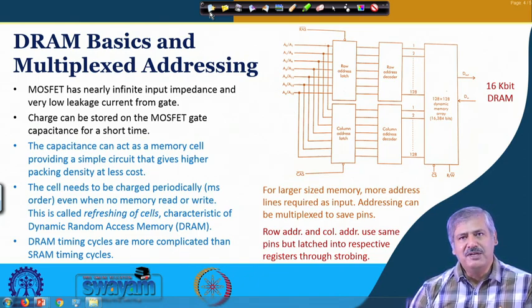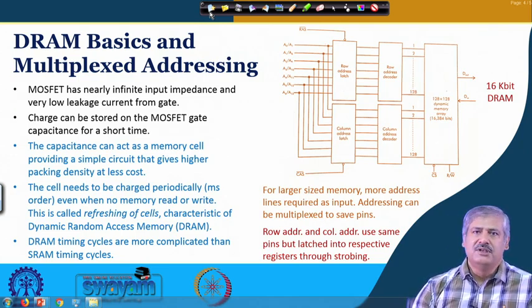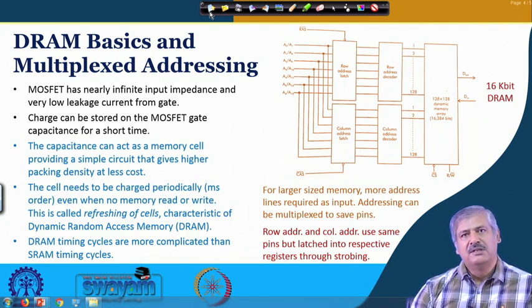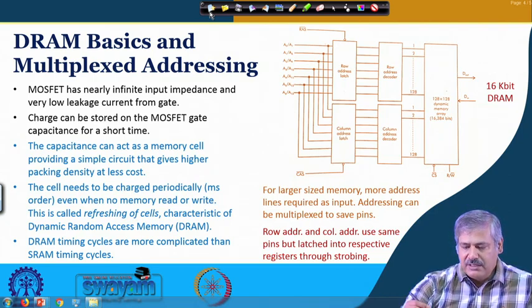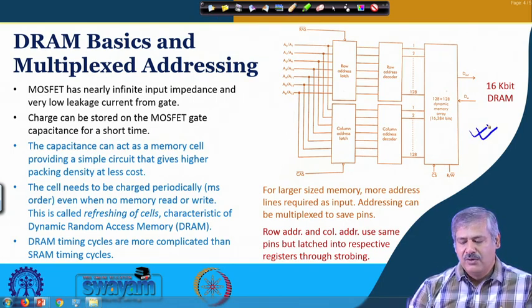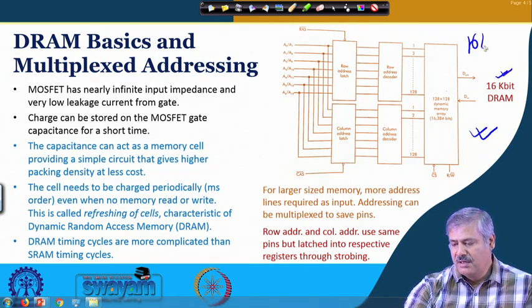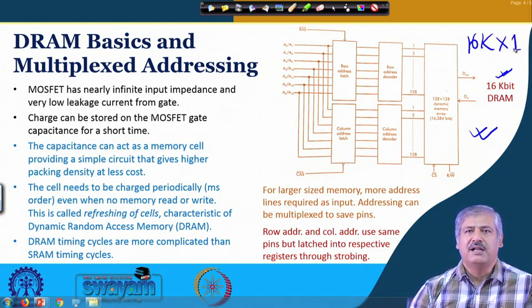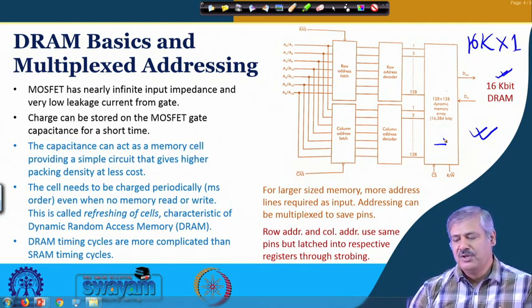So, the concept that we can use in some such devices is the multiplexing of address lines. Here you can see one such example, where we are trying to address a 16K into 1 memory block. So, this is that kind of memory block. 16K means you need 14 address pins, 14 address lines, a 14 bit address.